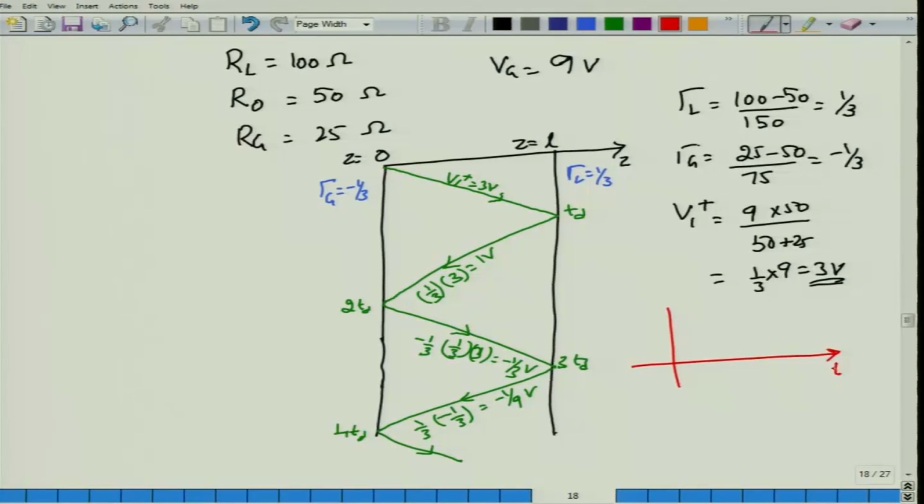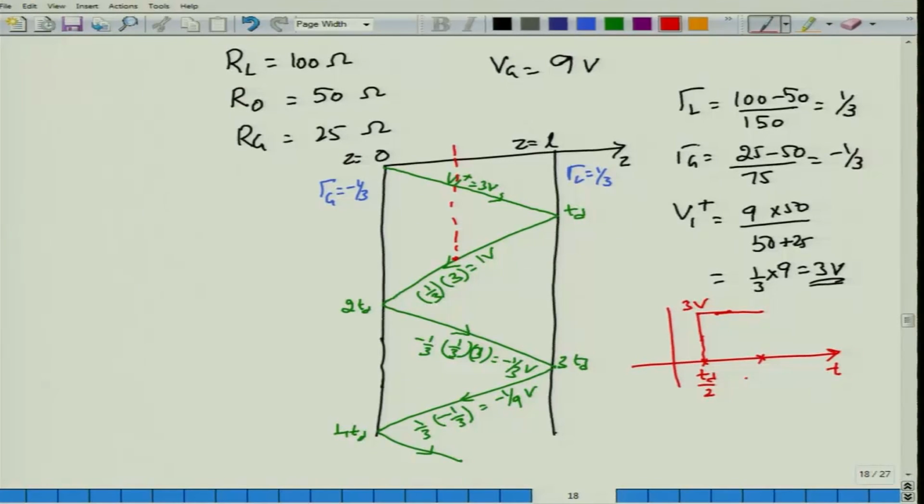We want to sketch what happens at the center of the transmission line. At the center, at Td by 2, there will be a voltage jump of 3 volt. So, this is 3 volt. It continues to be 3 volt until we hit the next voltage value, which is plus 1 volt at a time of 1.5 Td.